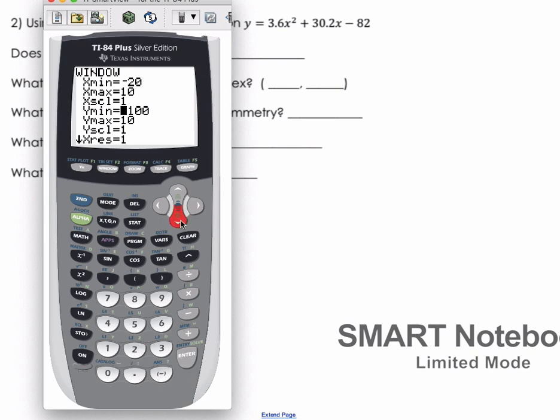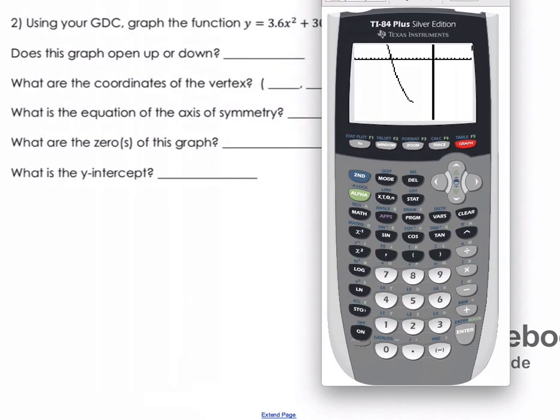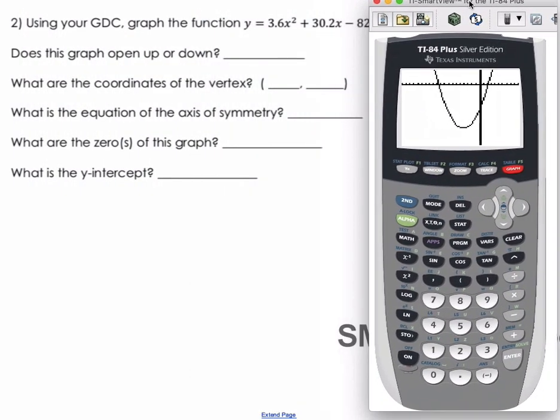And the y minimum maybe needs to be negative 200, or maybe 150 would have been good enough. Okay, so now I actually want to find these x-intercepts too, and they're kind of squished on the top of the screen, so I want to see a little bit higher. I'm going to change that to 50. Alright. So now we can see it a bit better.